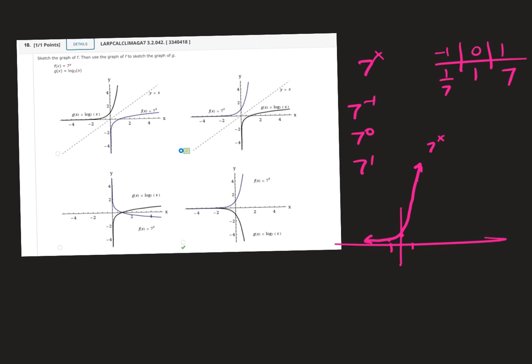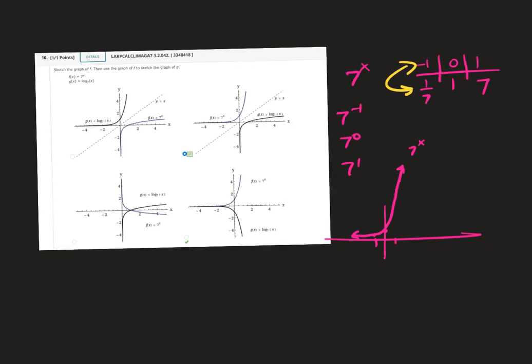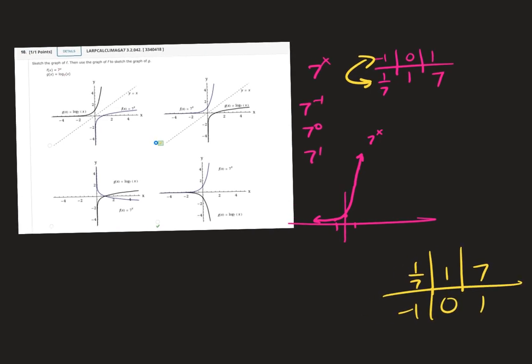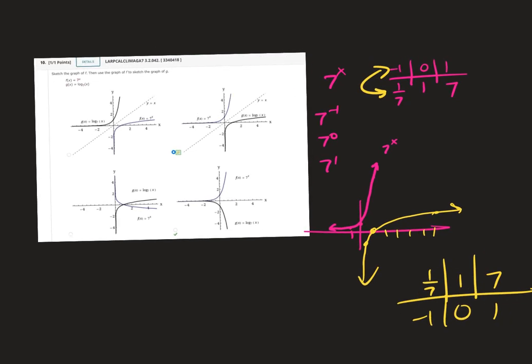So then the benefit of this is they are inverses of each other. If I graphed one, then I literally just have to reverse these points to get the other one. It'd be 1/7, -1, 1, 0, and 7, 1. And it looks like that, which was the second one here.